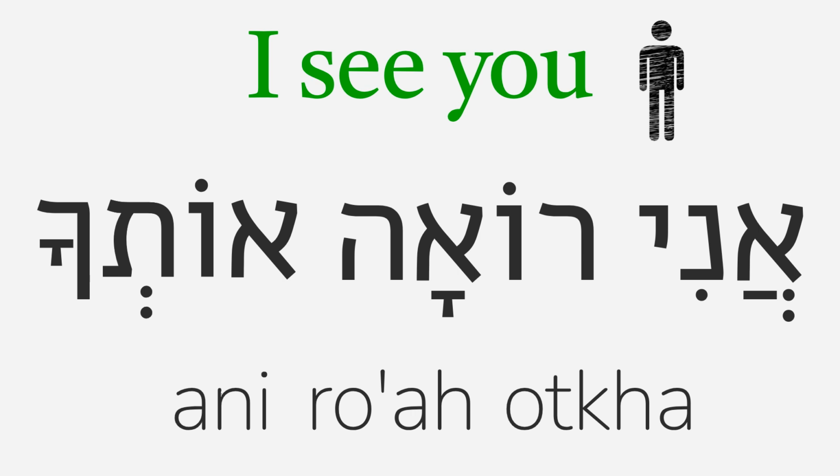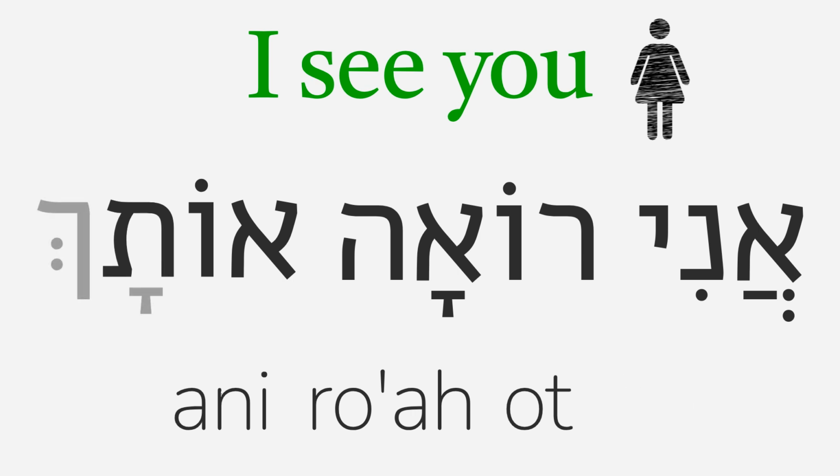I see you, ani ro'a otcha. If the you in this sentence is feminine singular, the suffix is ch, which will need an a vowel between itself and ot, otach. You, feminine singular. Ani ro'a otach. I see you.